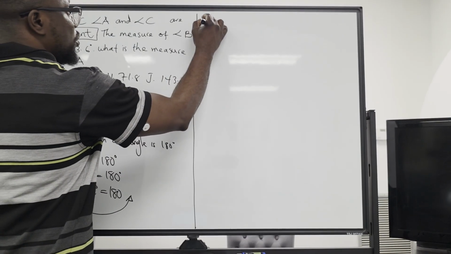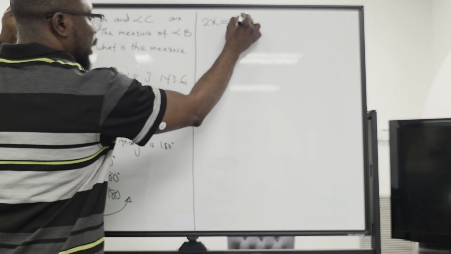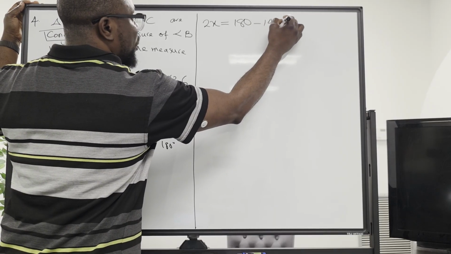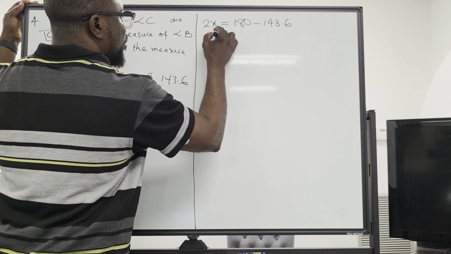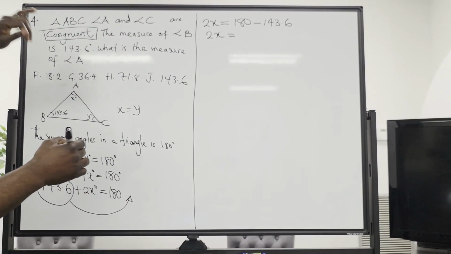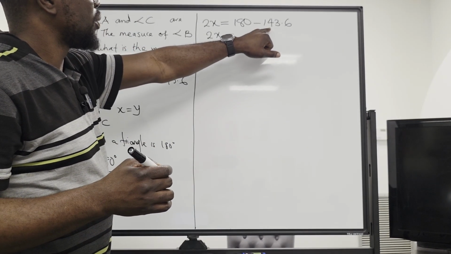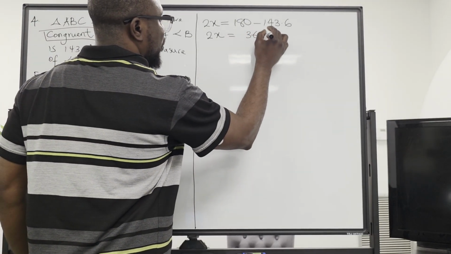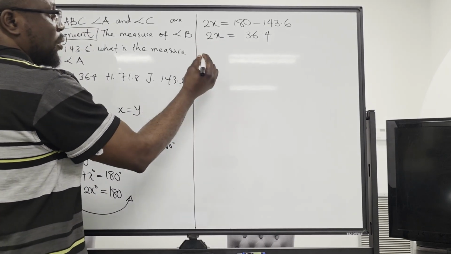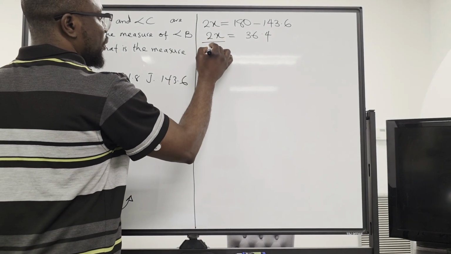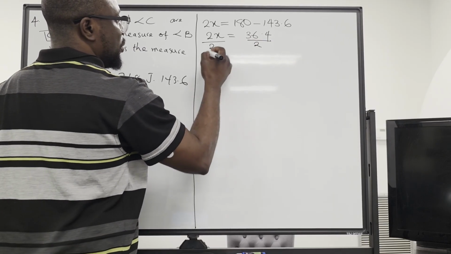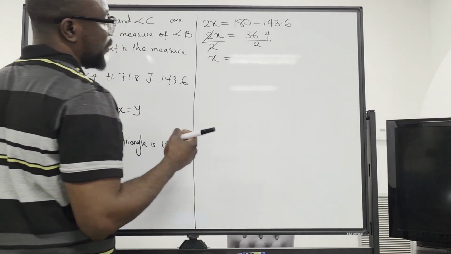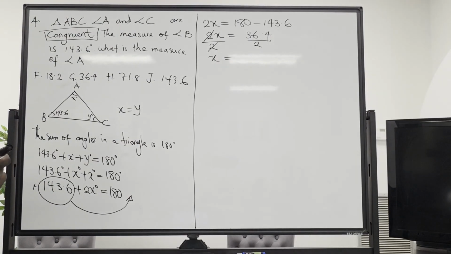So now you have 2x is equal to 180 minus 143.6. So 2x is equal to, this should give me 36.4. So I'm looking for x, so I'm going to divide both sides by 2. Divide this side by 2. Divide here by 2. 2 cancels 2. Should give me x. And 2 in 36.4 should give me 18.2.